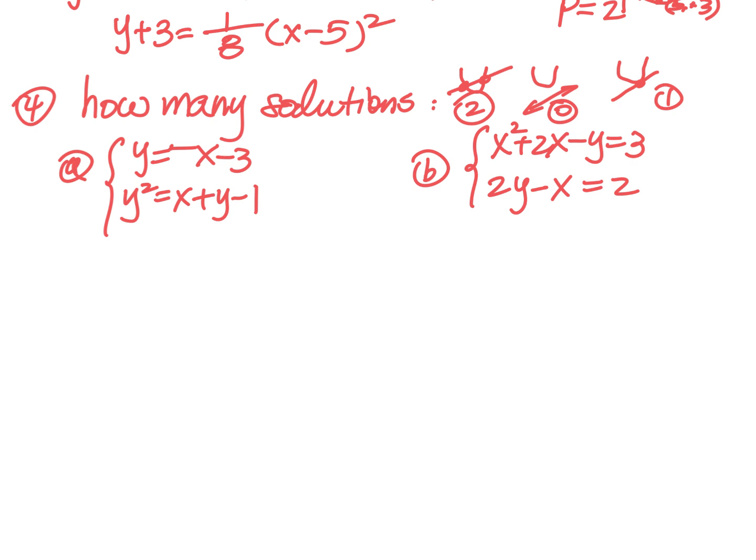First of all, with one a line and one a parabola, you always use substitution. So you solve this. I already have y equal to this, right? So I write y squared equal to x plus y minus 1. So what is y? y is negative x minus 3. And then this is negative x minus 3.